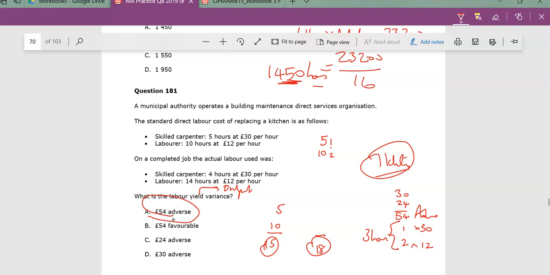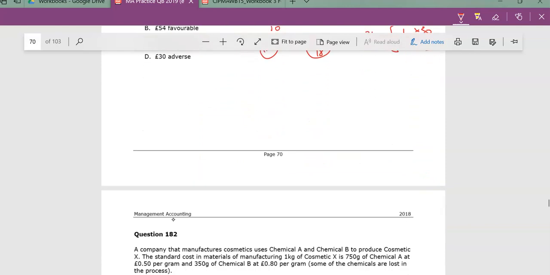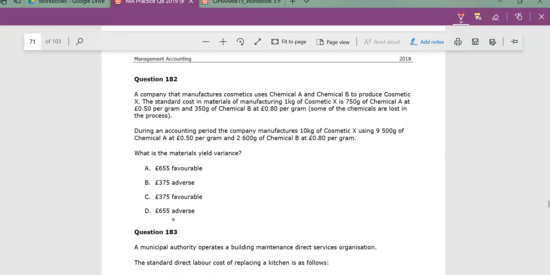Find the totals. That's all we're interested in. Find the difference and split it according to that standard ratio. We see exactly the same thing here. You're reading the question before you come through to do this. It says this is what we expect: 750 grams of chemical A and 350 grams of chemical B. So to make 1 kilogram of this cosmetic X, we expect you to use 1,100 grams.